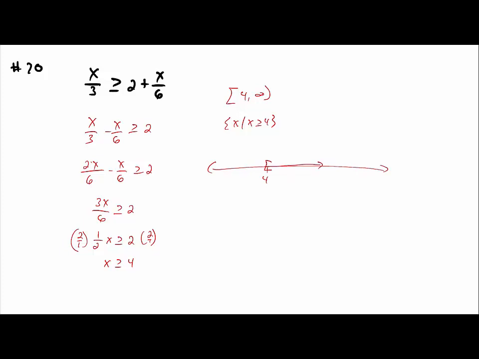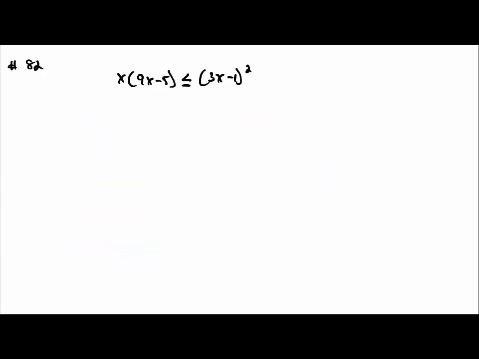All right, number 82 is, I believe, the last one in this example. What I'm going to do here is move everything to the left side. So I'm going to have x times 9x minus 5 minus 3x minus 1 squared is less than or equal to 0. I'm going to go ahead and multiply this out. So it's going to be 9x squared minus 5x. And then here I get the 3x minus 1 times the 3x minus 1.